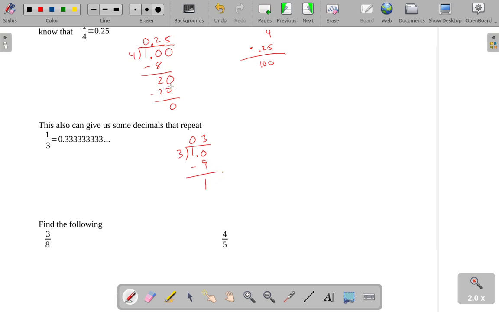And I'm going to do the same thing I did up here. I'm going to tack on another 0, because 1.00 is the same thing as 1. Drop that down, and 3 goes into 10 3 times. 3 times 3 is 9. Subtract that off, we get a 1. And, hey, I'll do it again. Drop down a 0, and you could probably see where this is going.